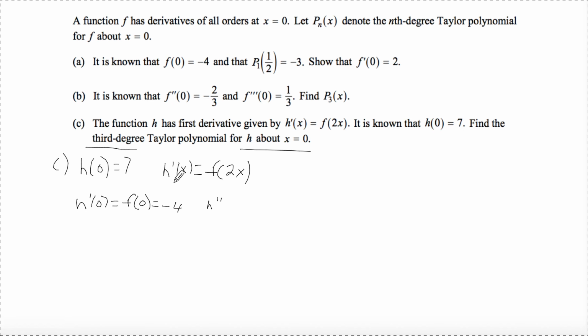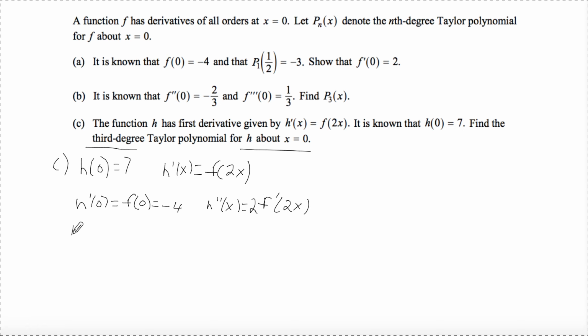I need the third degree, so I need to go down to the third derivative of h. So what's my second derivative of h? Well, f of 2x is h prime, so I need the derivative of that. This looks like a chain rule. F prime of 2x. Take the derivative of the outside, keep the inside, times the derivative of the inside.